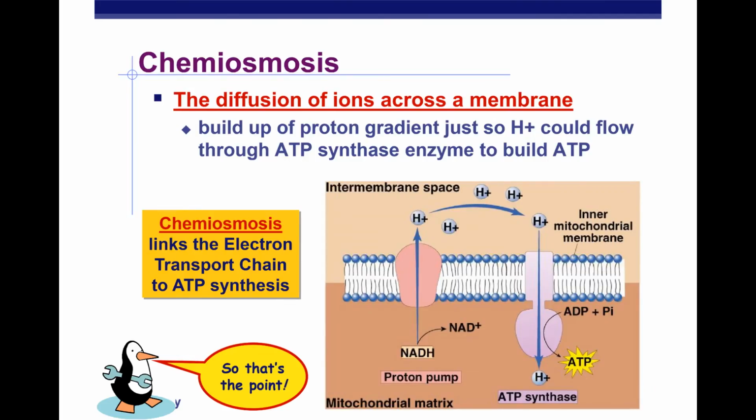Okay, so quick reminder about chemiosmosis. It's the diffusion of ions across a membrane. We have built up a proton gradient because we pumped all those hydrogens into the inner membrane space. They are then going to flow through ATP synthase. That is going to drive the coupling of ADP to phosphate. It's chemiosmosis that actually links the electron transport chain to the ATP synthesis part, because they're kind of two separate steps, but they get linked together by that flow of ions. This is where our 36 ATP are being created, by the way.